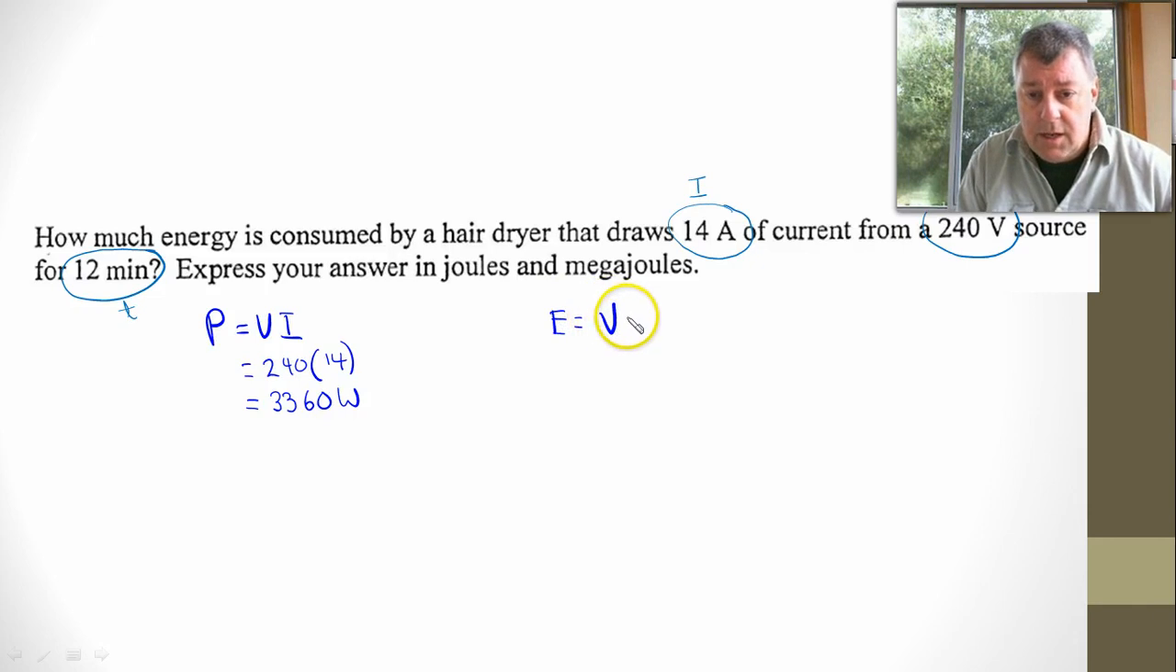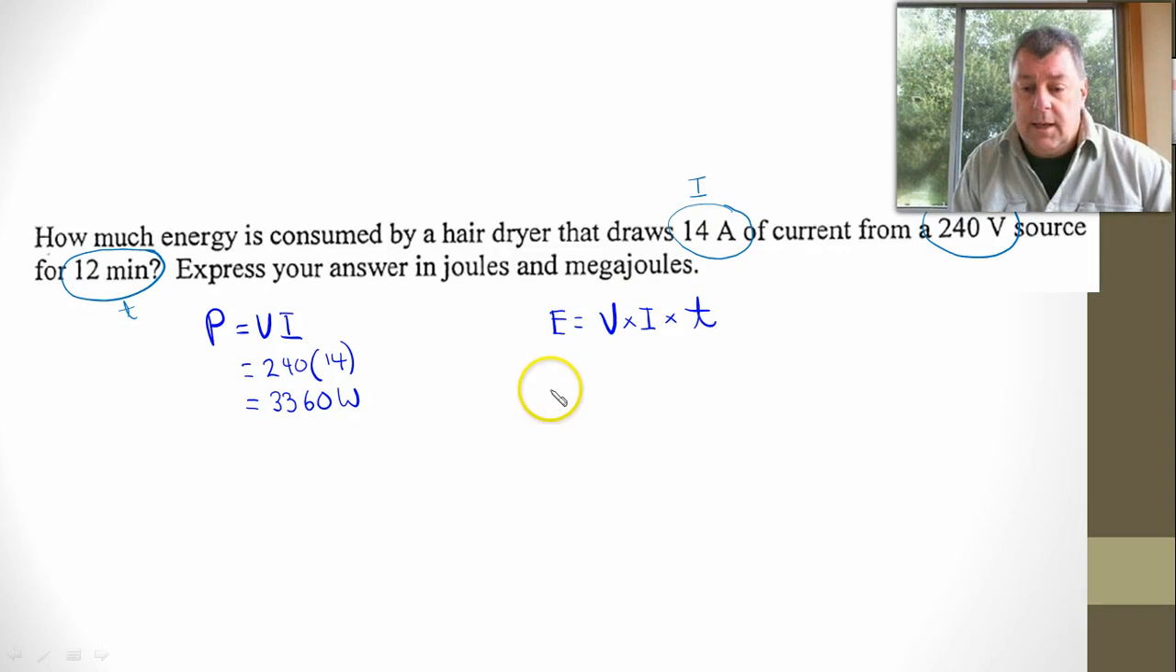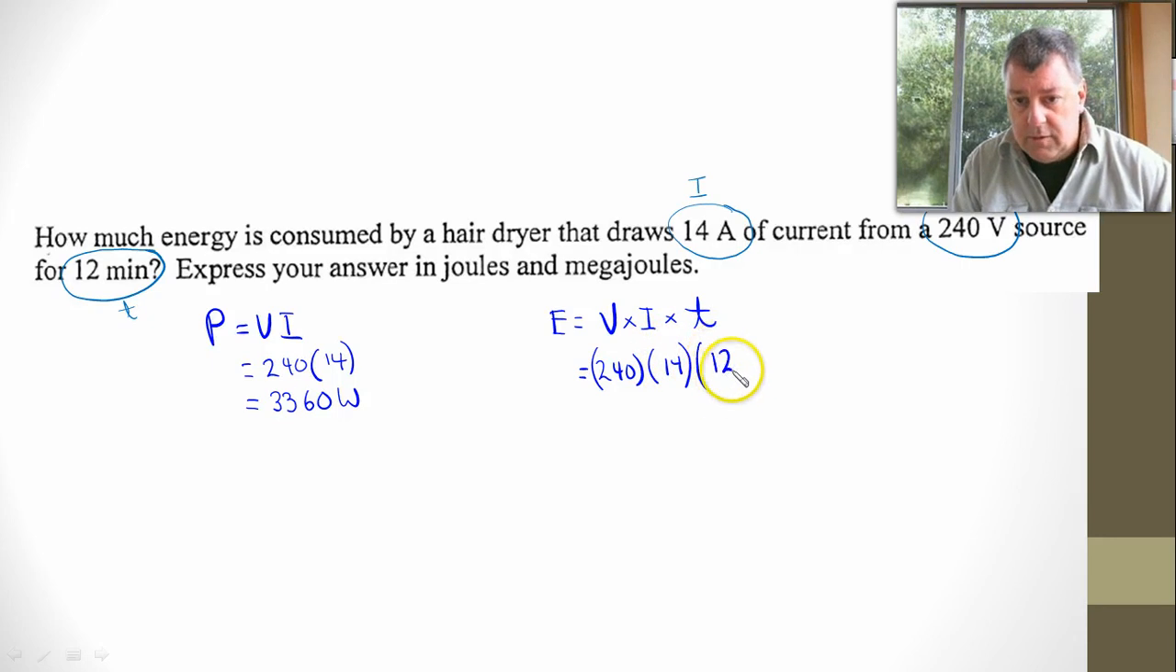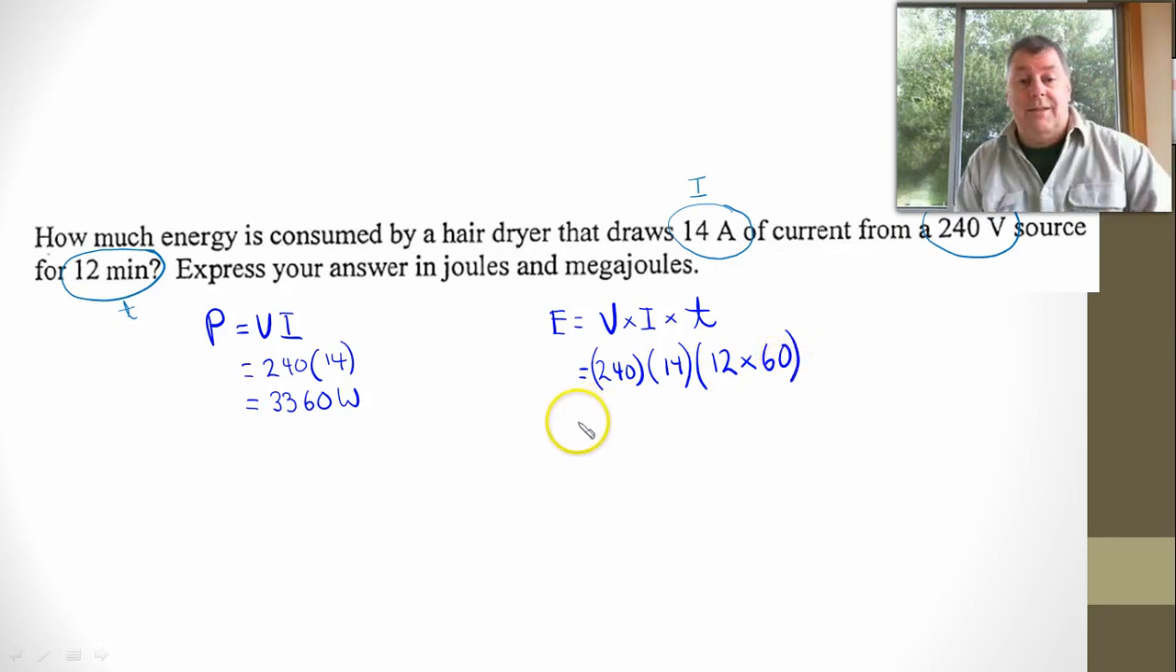Now, you might also have recognized, if you were paying attention earlier, that we could use the equation E equals V times I times T. Okay, and effectively this would equal, we just put the values in, 240 is our volts, times the current, which is 14, times our time, which is 12 minutes, but we need to convert minutes to seconds, so we need to times it by 60, and that will give us our answer.